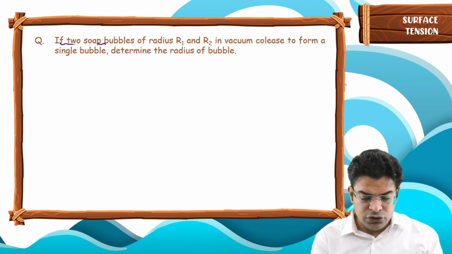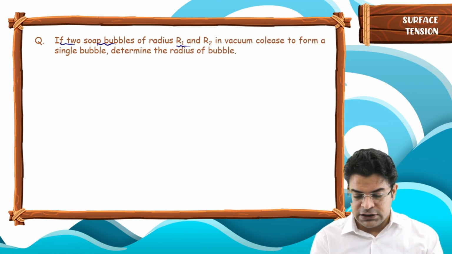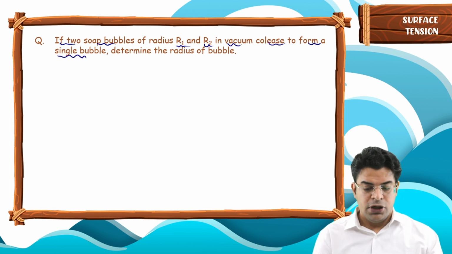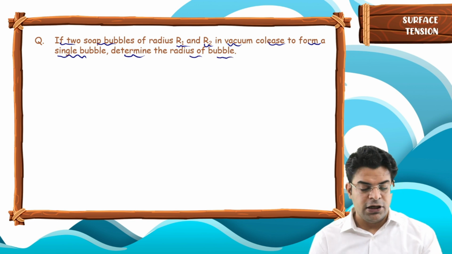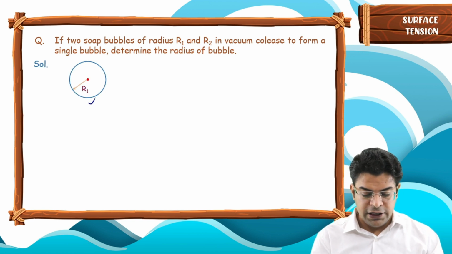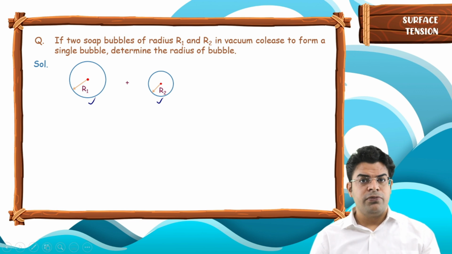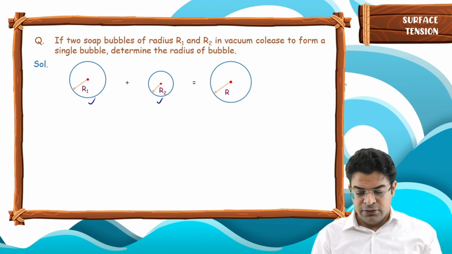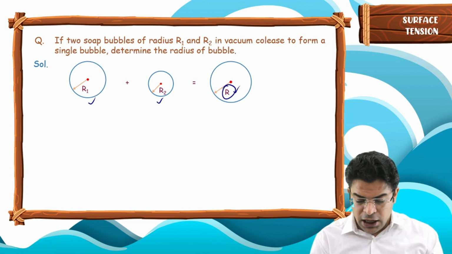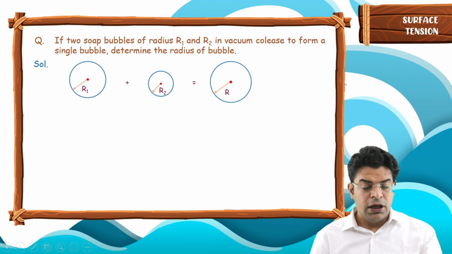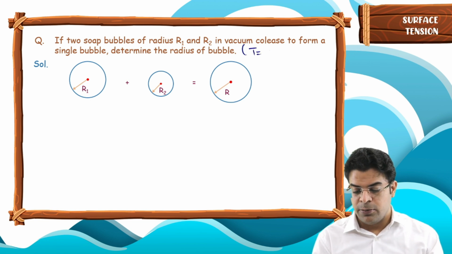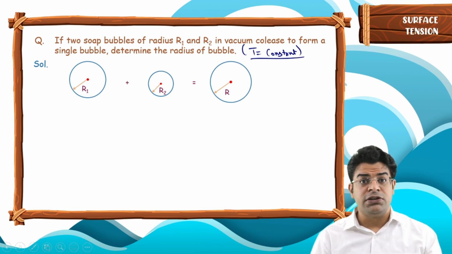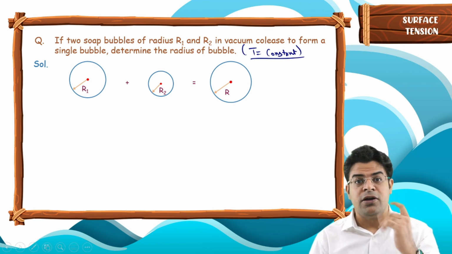Question is, if two soap bubbles of radius r1 and r2 in vacuum coalesce to form a single bubble, determine the radius of the single bubble. So there are two bubbles of radius R1 and R2 in vacuum, and these two bubbles coalesce to form a single bubble of, let's say, radius R. You need to find R in terms of R1 and R2, assuming that the temperature in the process remains constant. So if the temperature in the process remains constant, what will be the radius of this final bubble?